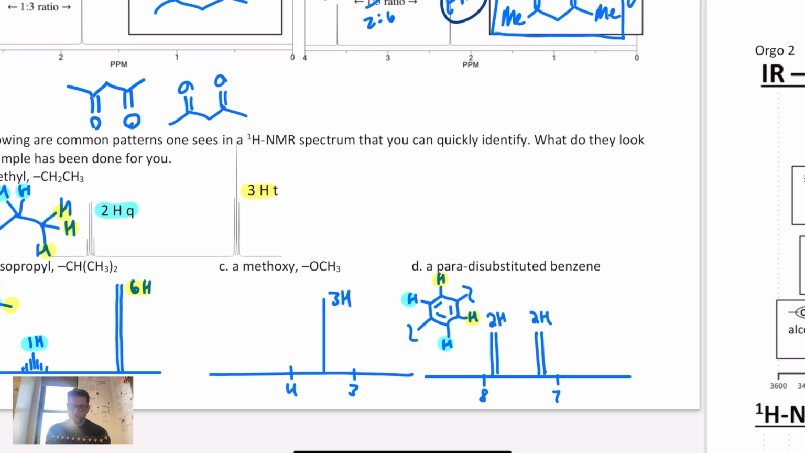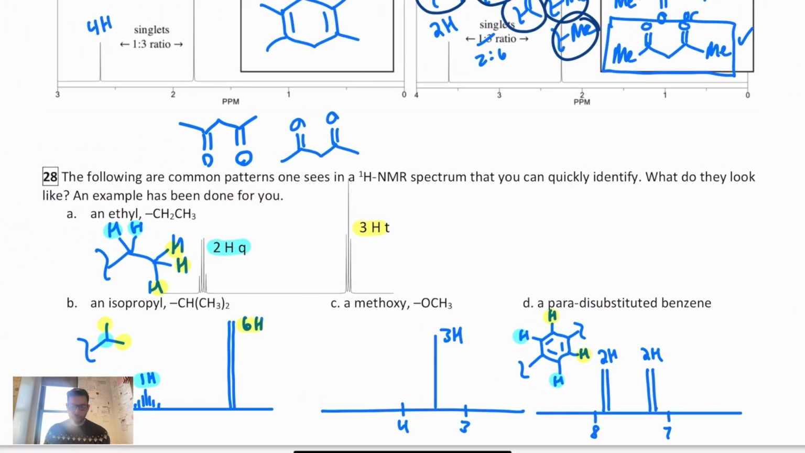But those are just a couple of common patterns that we can look for and then immediately draw in a structure. Okay, that wraps up this unit on structure determination.